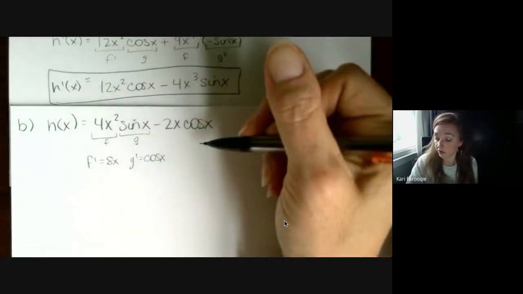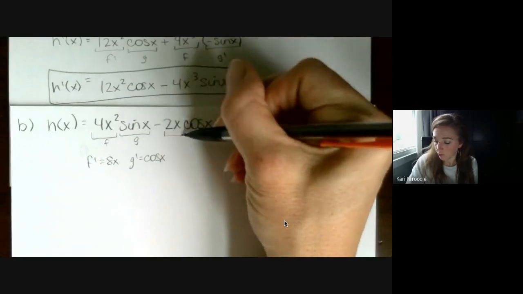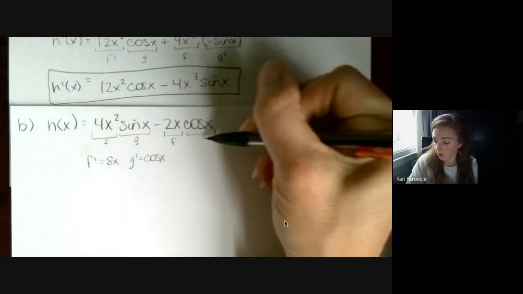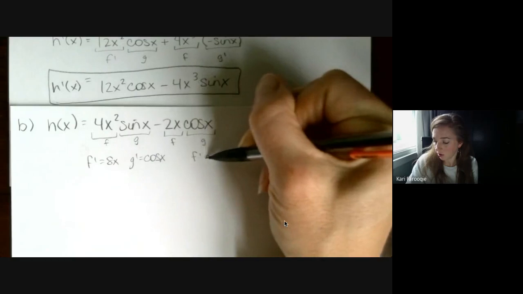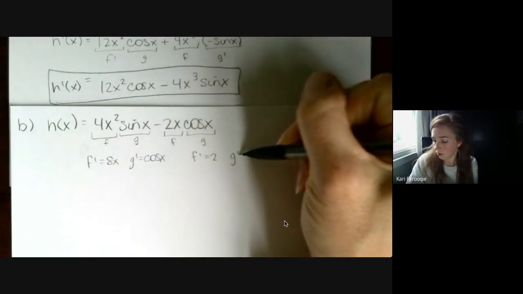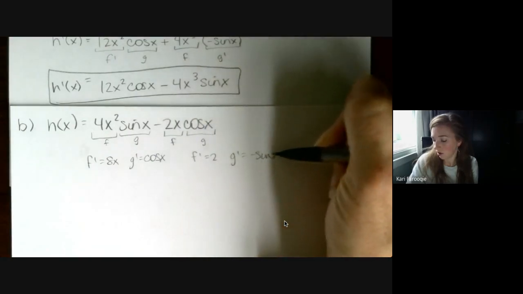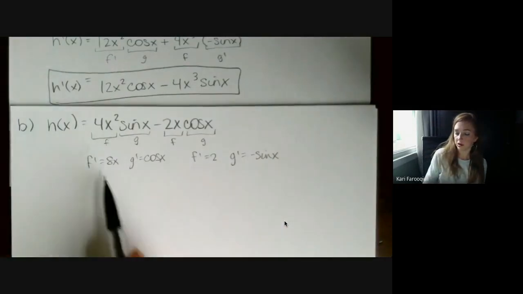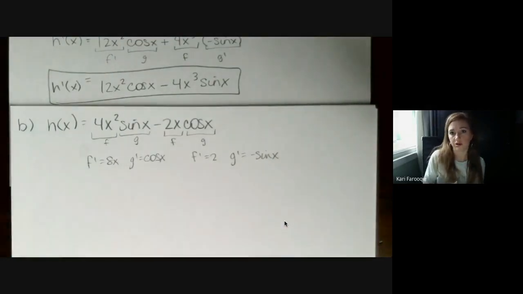And then for the second term, if you let these guys be your f and g, then you'd have f prime is 2 and g prime would be negative sine x. Just make sure you're looking at the right set of information as you're working through your derivative.